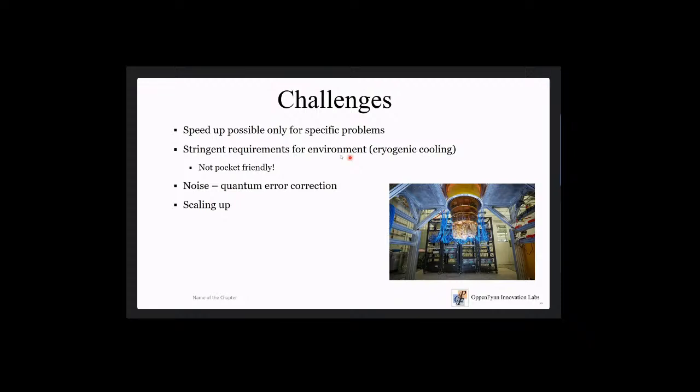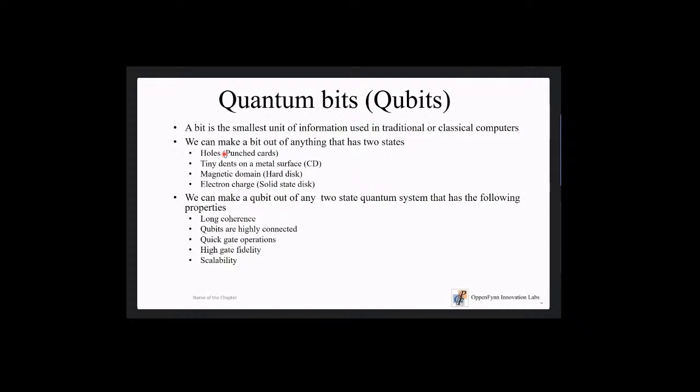So again, like I said, a quantum bit, like a classical bit, is the smallest unit of information that is used in traditional or classical computers. And in the case of the classical bit, like I said earlier, you can make a bit out of anything that has two states. In one of the earliest examples, when punched cards were being used, a bit was just a hole. If there is a hole, you can say it's a zero. If there's no hole, it's a one. You have a CD, compact disc. In that case, a tiny dent on the metal surface is a zero or a one. So if there is a dent on the CD, it's a zero. If there is no dent, it's a one.